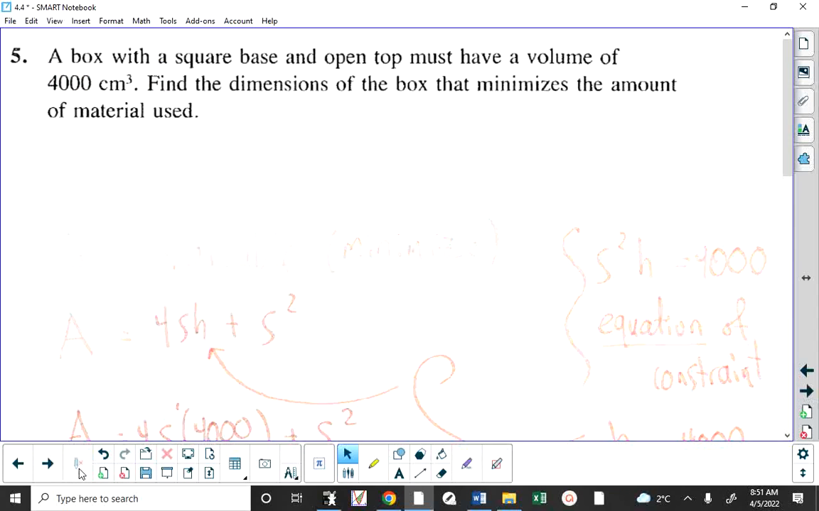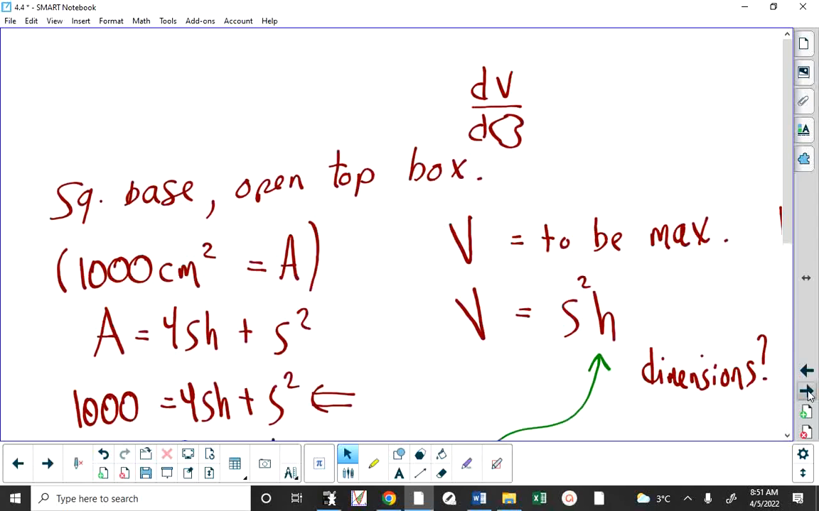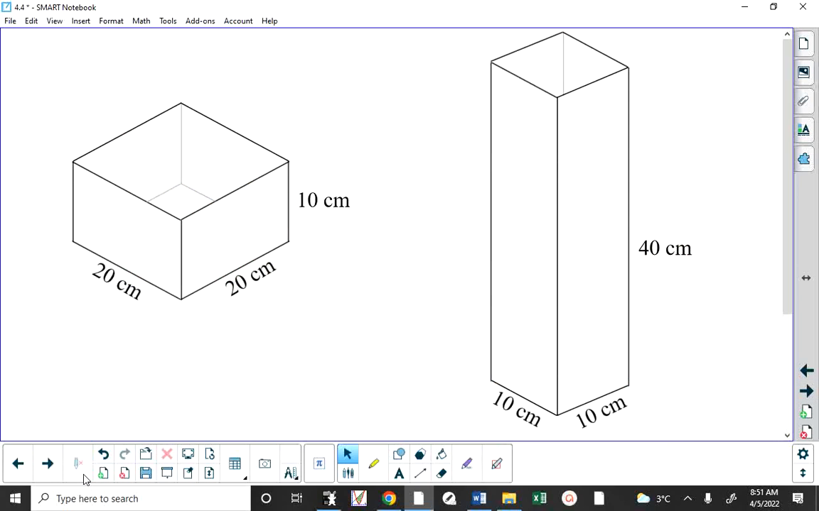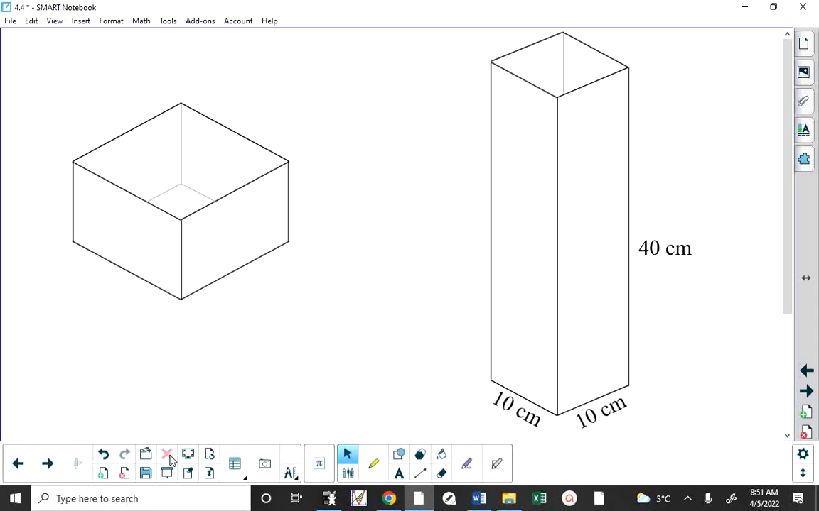So I know that I set this up yesterday, but I'm going to run through it from the beginning, just in case somebody's watching this video from the seminar. A square base open top box has a volume of 4,000 centimeters cubed. When you're talking about a box with a square base and an open top, what we are talking about is something that looks like this diagram on the left.